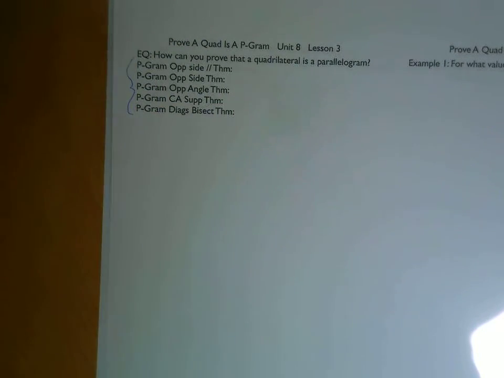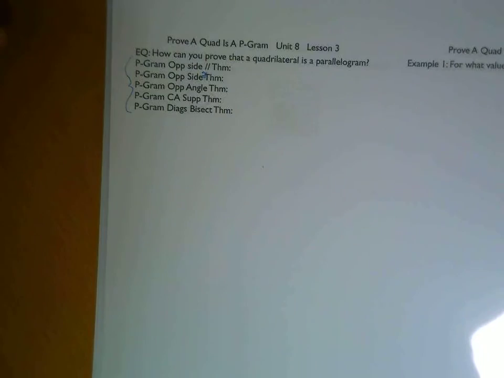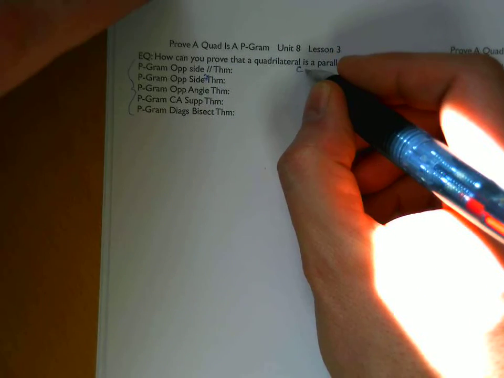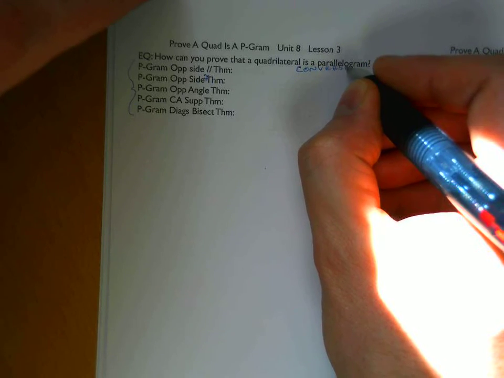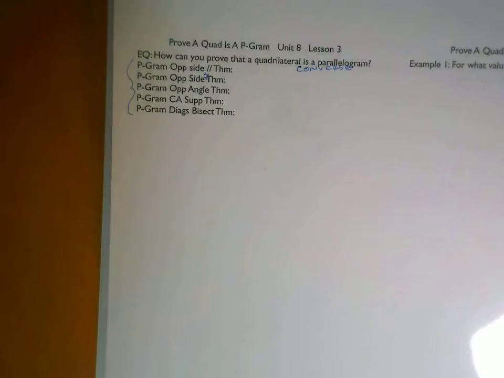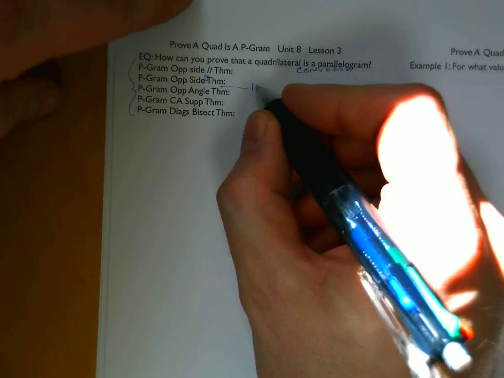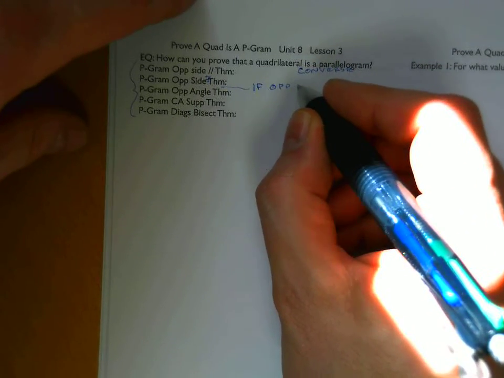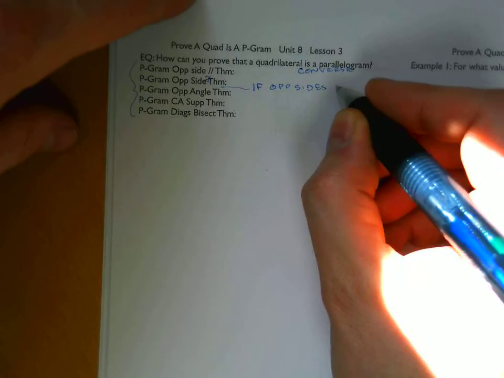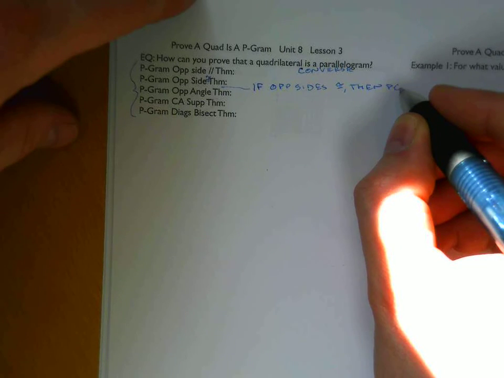The parallelogram opposite side parallel theorem. The parallelogram opposite side congruent theorem. I guess I forgot the congruent symbol there. But what we're really more concerned with today is the converse of these, because our mission is to prove that a quadrilateral is a parallelogram. So, for instance, for this one right here, the converse would be: if opposite sides are congruent, then the shape is a parallelogram.